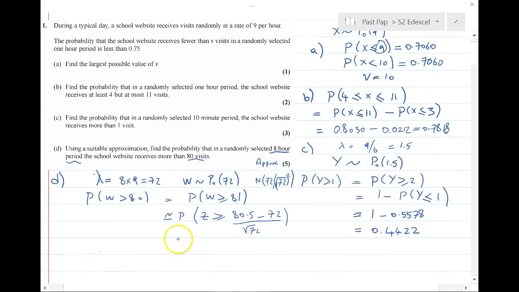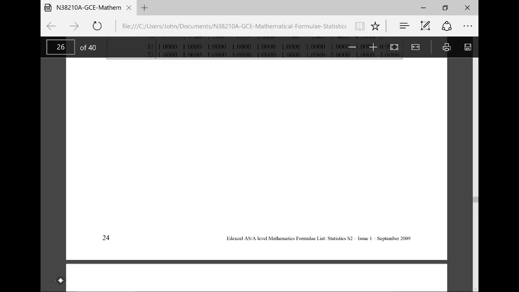Okay, now that equals the probability that Z is greater than or equal to, it doesn't actually matter whether it's strict or non-strict here, 1.00 and some other digits. So that's going to be equal to 1 minus the probability that Z is less than that number, 1.00. So I need to go to the normal tables and find that number. So I'm going back through the tables.